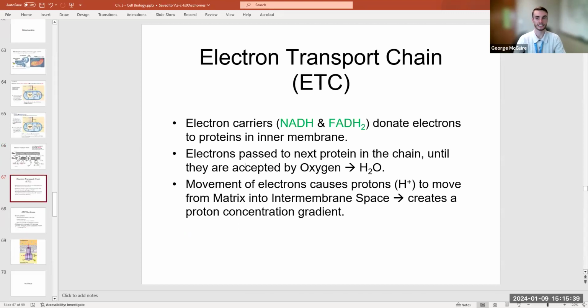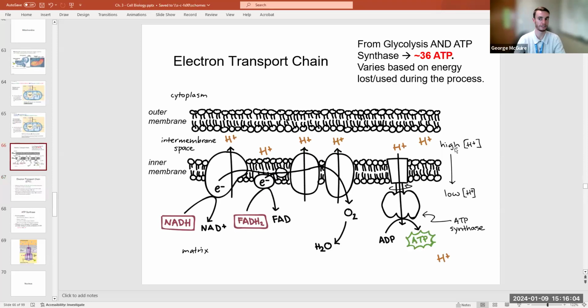These next couple slides just have bullets essentially explaining what I was just talking about on that slide, right? Our electron carriers donate those electrons to our proteins along our chain here. Electrons are passed from one protein to the next until they ultimately end up on oxygen and become water. Every time an electron moves from one protein to the next, a proton is pumped into the intermembrane space, thus creating that concentration gradient where we have high concentration of protons here and a low concentration of protons in the matrix.